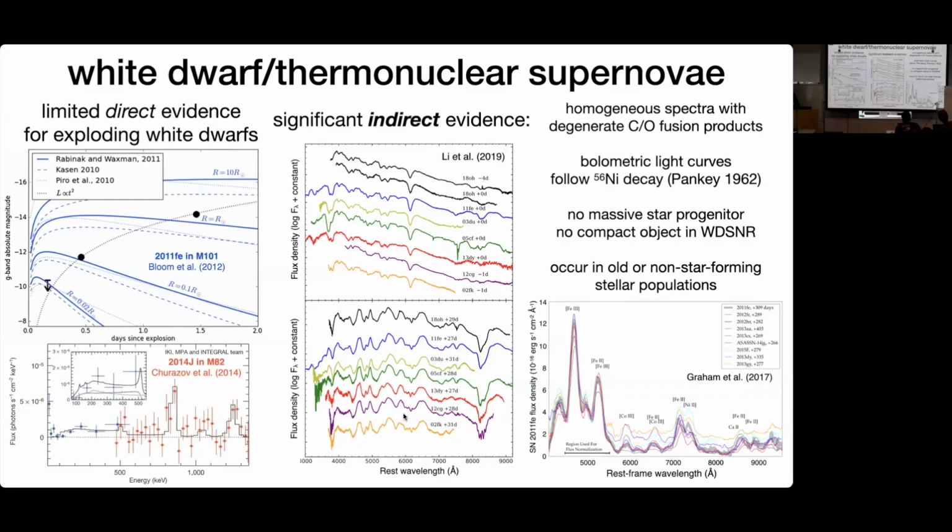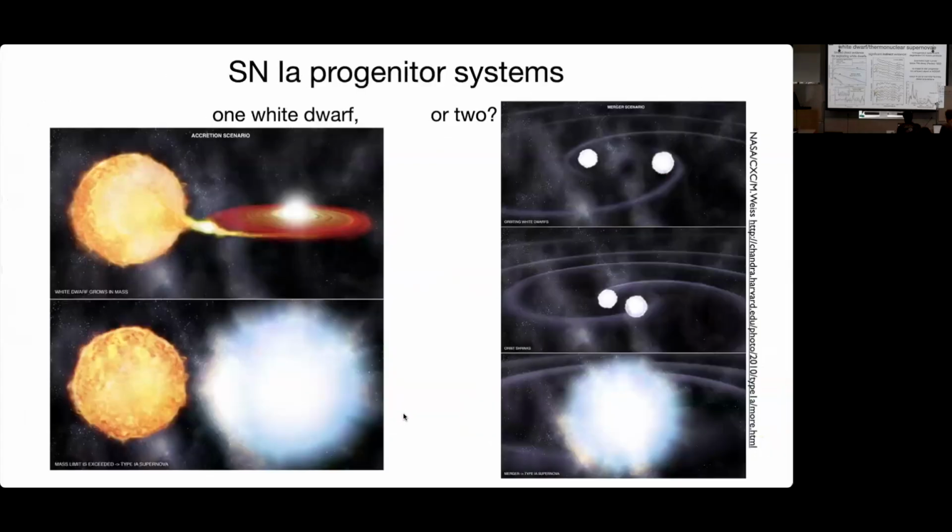Okay. And then type 1A supernovae occur in both star-forming galaxies and old stellar populations, right? So long after star formation, we need some way. Having a white dwarf that can live for a long time, and then having it blow up later, that can work in an old stellar population. Okay. So I think, again, there's very significant indirect evidence that we have the right model. Okay. And so then, yeah, go ahead.